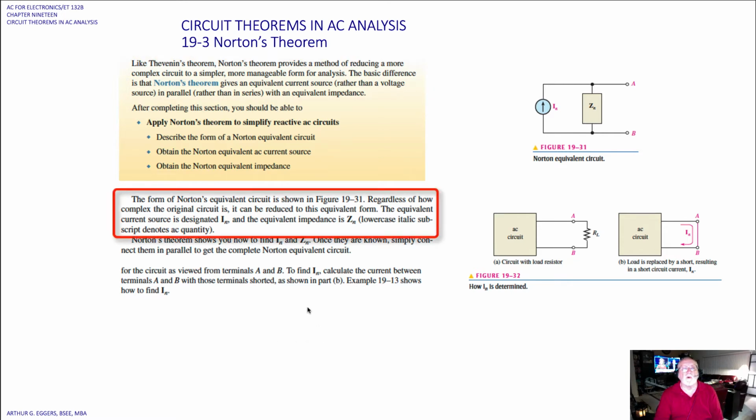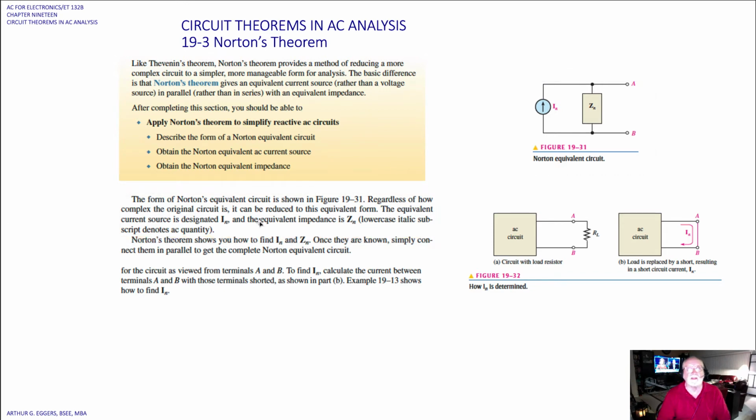So the form of Norton's equivalence can be shown in the diagram to the right here. You can see a current source and an equivalent Norton impedance across the output A and B. Regardless of how complex the original circuit is, it can be reduced to this equivalent form. The equivalent current source is designated I sub n, or I Norton, and the equivalent impedance is Z sub n, or Z Norton. Lowercase italic subscripts denote AC quantities.